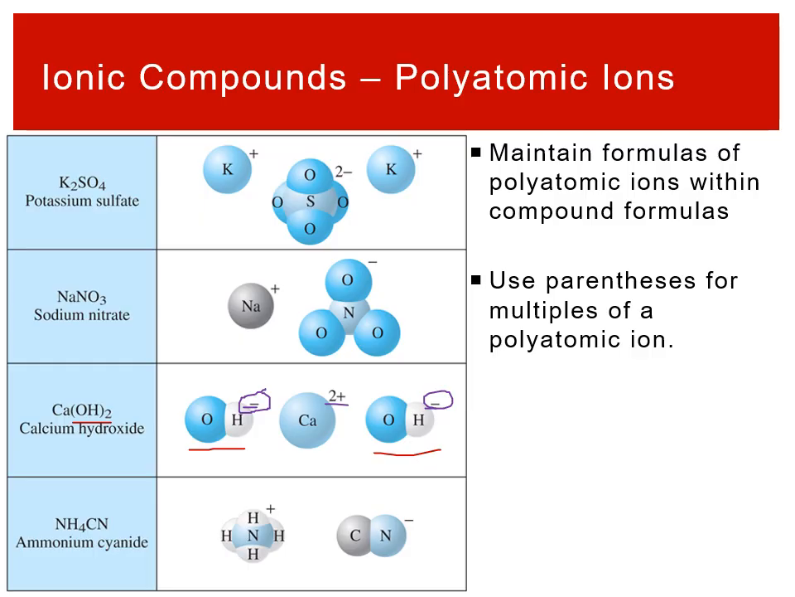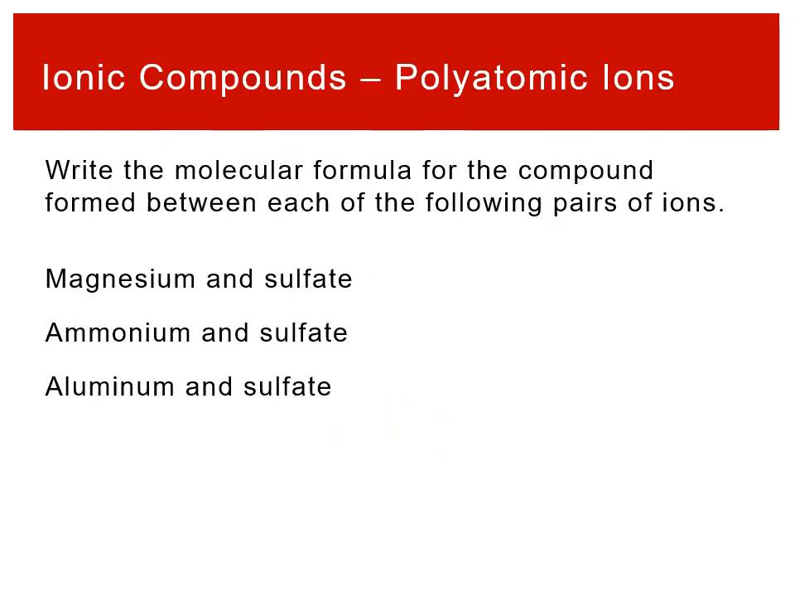You need 2 of those calciums for it to work. And so we can see how that works out. We don't need parentheses when we have, say, 1+ and 1-, NH4CN, ammonium and cyanide. Those are still polyatomics. There's the 2 of them that are separate, but you don't need parentheses on either of them because there's 1 of each.